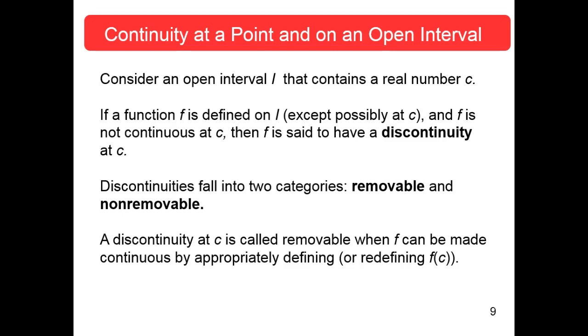All right. Now, where were we? I think we talked about removable and non-removable discontinuities. A discontinuity at C is called removable when f can be made continuous by appropriately defining or redefining f of c. So if you had a hole in the graph, but the graph was continuous except for the hole, then you could just define that to be the value. Or if the function had a value defined, but it left a hole up here, redefine it to be that value. That's called a removable discontinuity.